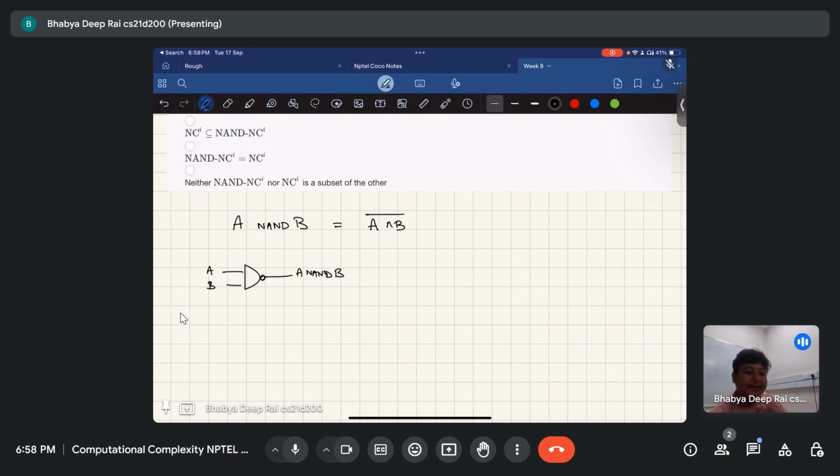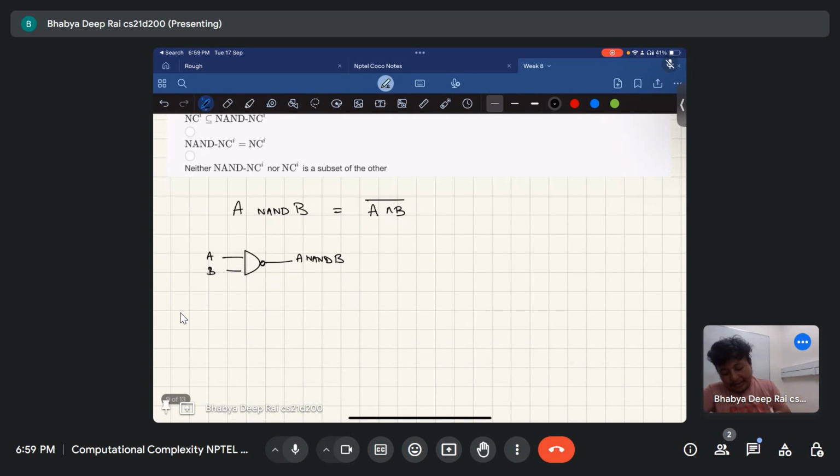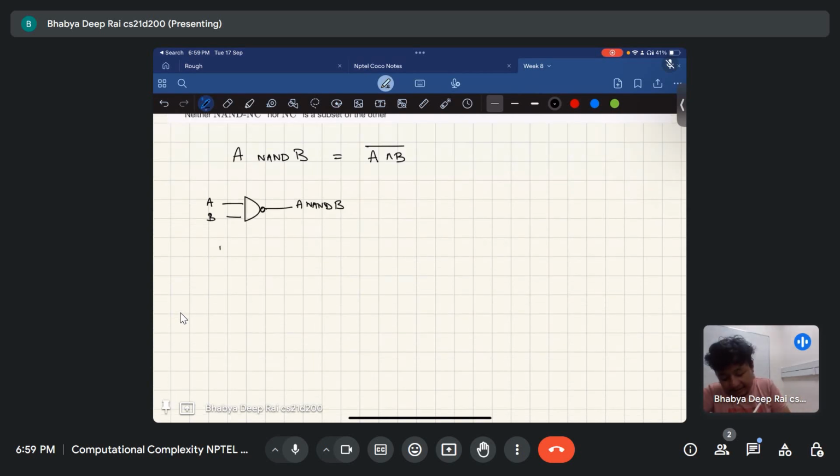Okay, so we are keeping everything the same, except instead of AND and OR gates, we are talking about NAND gates. So you may have heard that NAND gates are universal. What is meant by that? Using a NAND gate, you can create any gate you want.